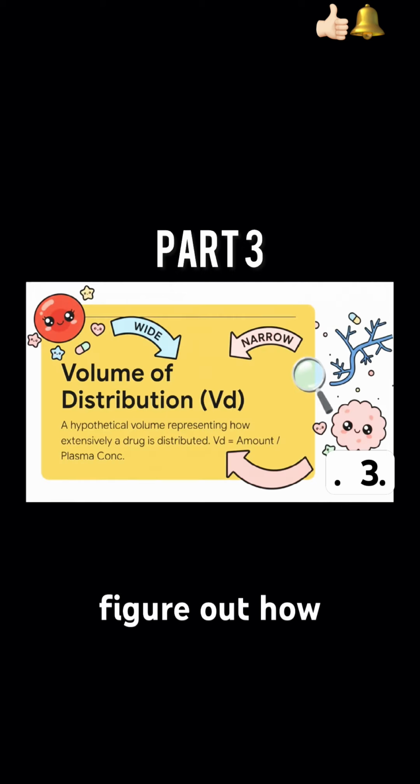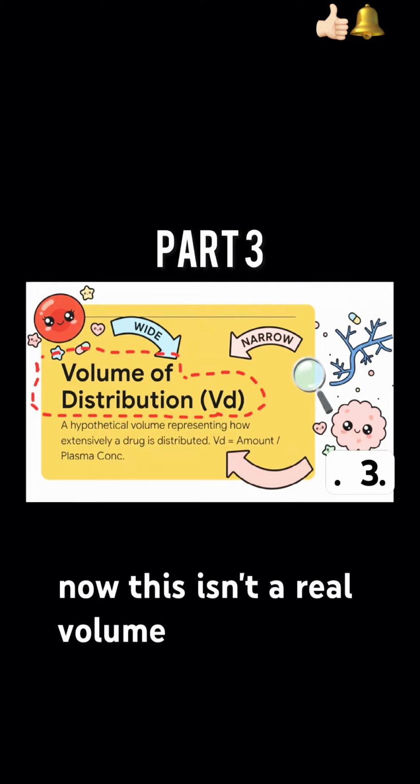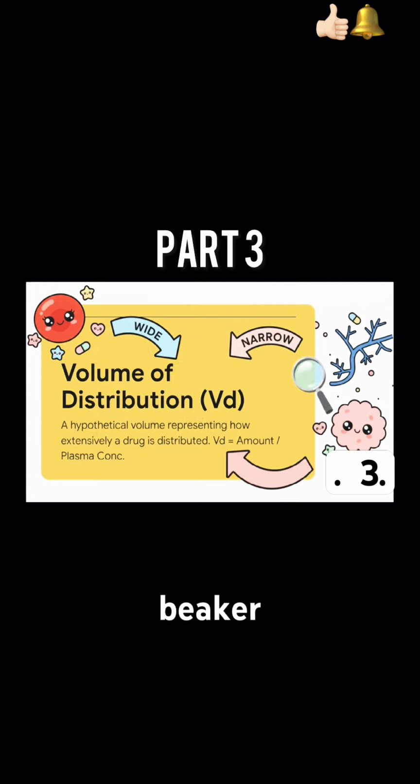So to figure out how far a drug actually spreads, we use this idea called volume of distribution, or VD. Now, this isn't a real volume. You can't measure it with a beaker or anything. It's a hypothetical number that tells us something really important. Does the drug like to stay in the blood, or does it spread way out into the body's tissues?